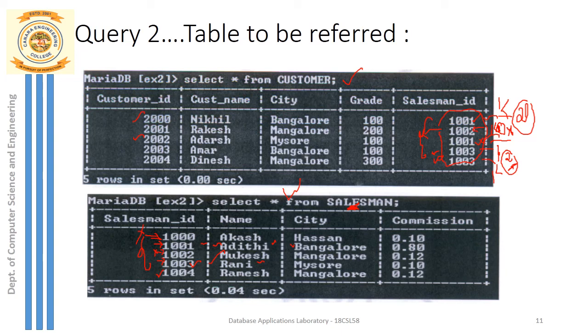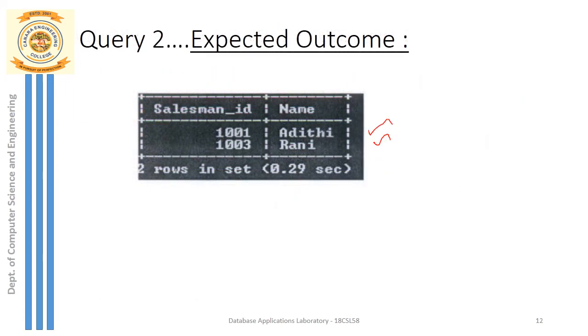I must select this. So whether the last salesman should I select here? 1004. So do I have any matching salesman ID in the customer table? I don't have. So the final answer should contain only 2 salesmen. So who are those? One is Aditi, the other one is Rani. Right? Just see here, we have the final outcome, and the outcome here is Aditi and Rani. So these are the only 2 salesmen.